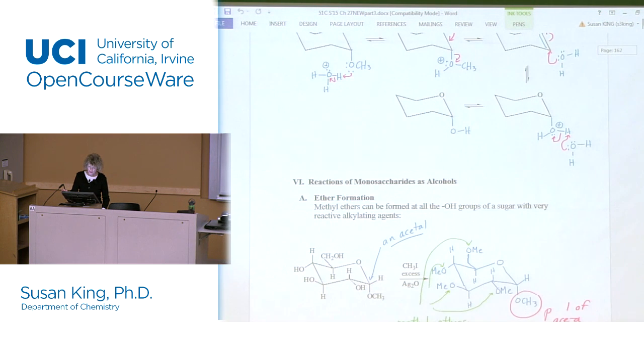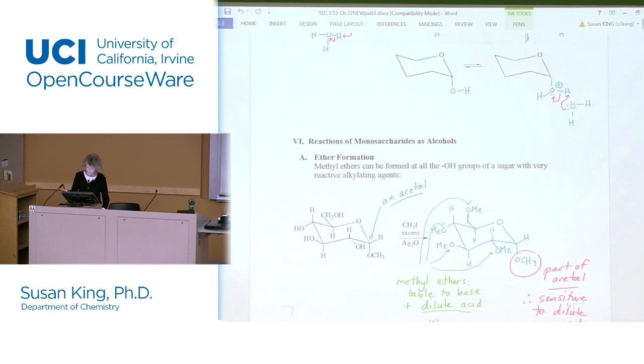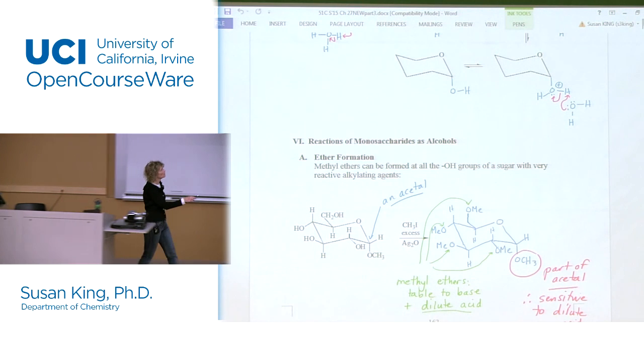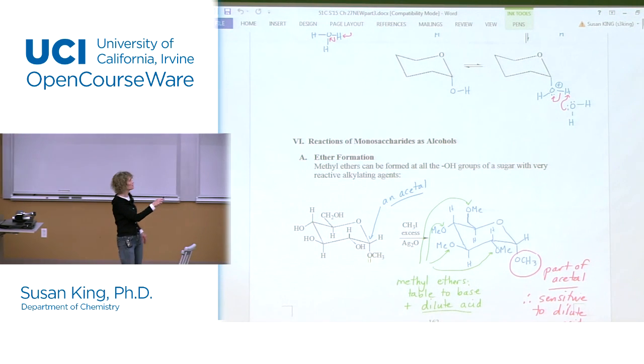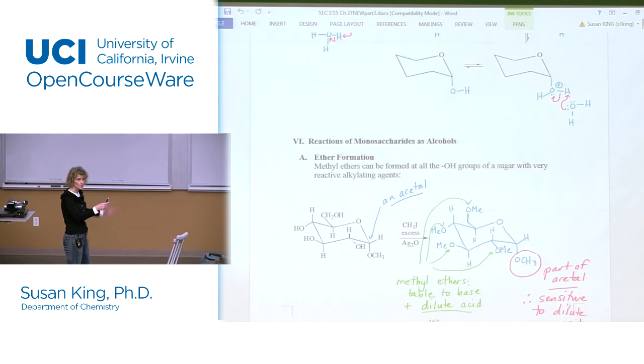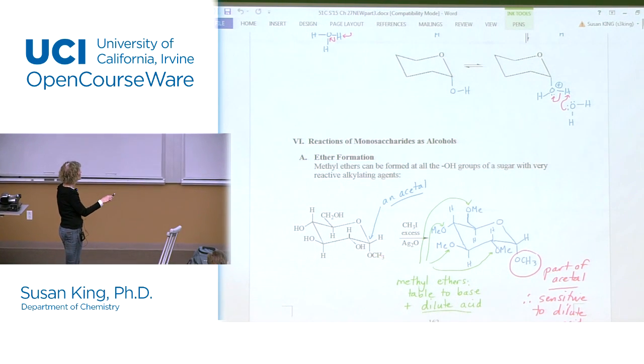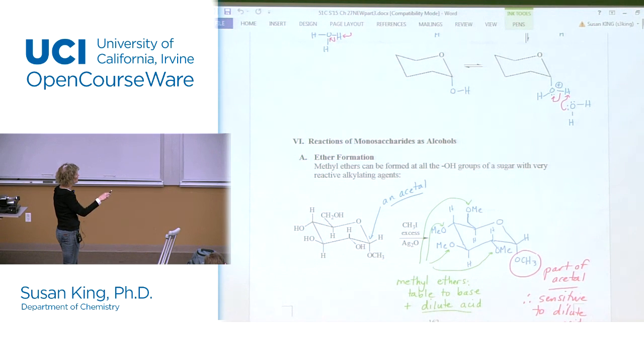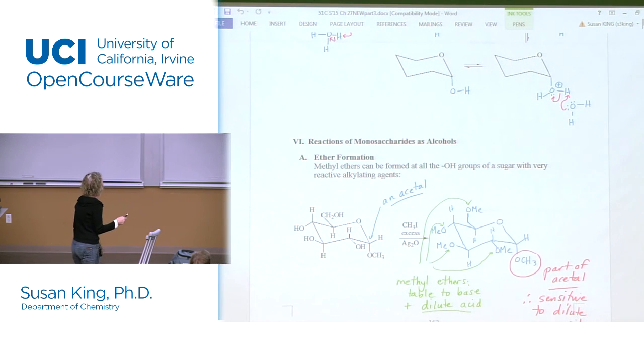We're talking about reactions of monosaccharides as alcohols. What we did was we started off with a glycoside. You'll recognize this as a glycoside because instead of an OH at the anomeric carbon, we have an OR group, some sort of OR group that makes it a glycoside. So rather than the anomeric carbon being a hemiacetal, it's an acetal. So that's a glycoside. I hope you are able to recognize that.